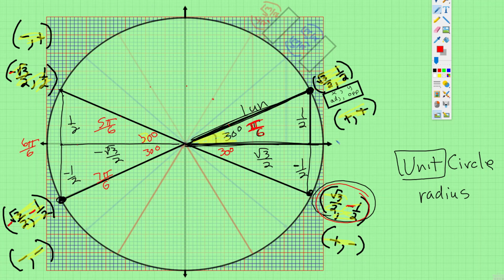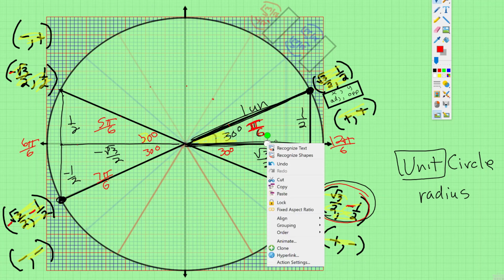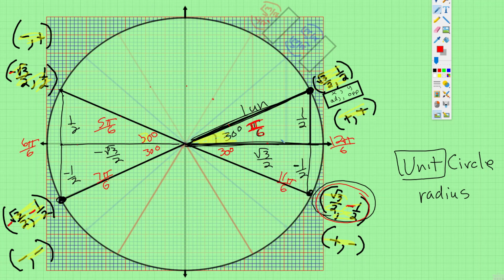And if we went all the way around the circle, 2 pi is the same as 12 pi over 6. So 1 less than 12 is 11 pi over 6. So 1 more than 0, because remember that this is both 0 and 2 pi, 1 more than 0 is 1, so 1 pi over 6.